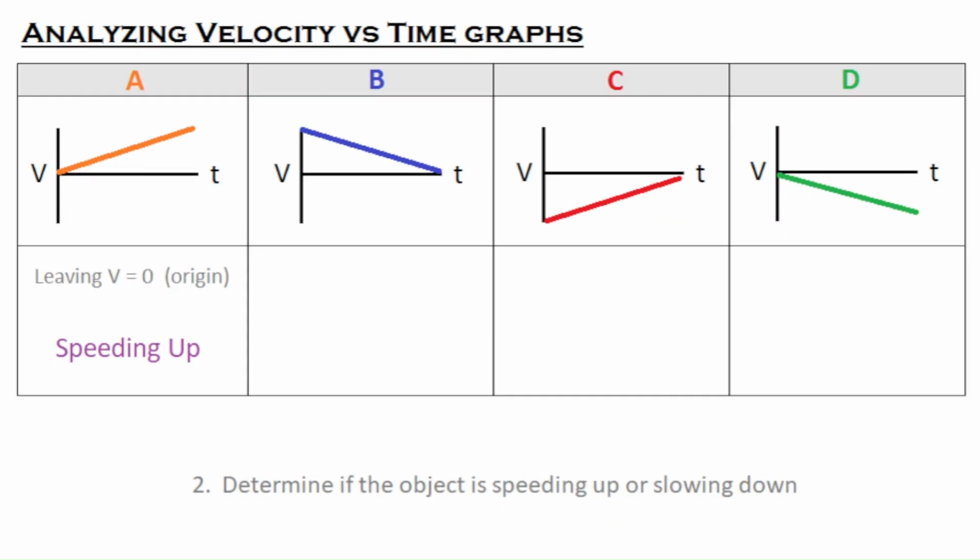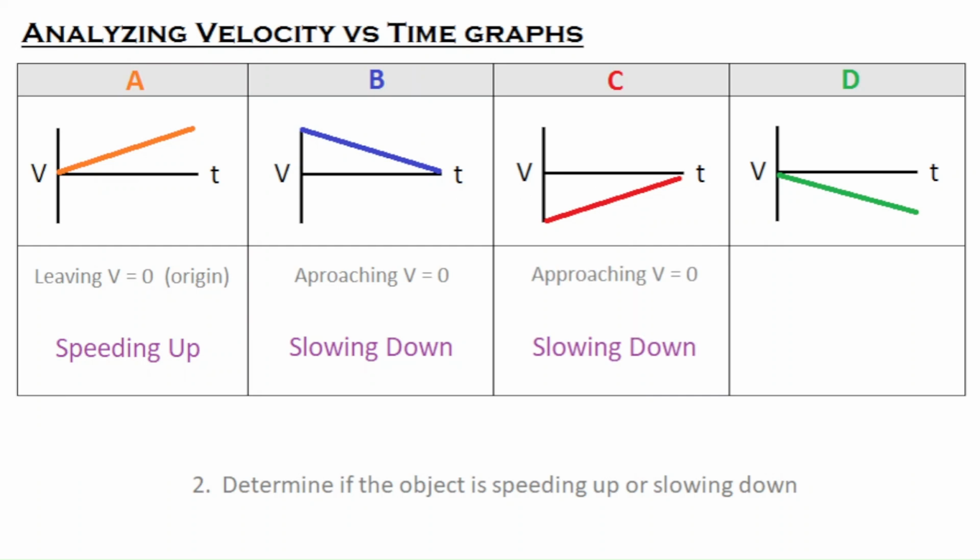Question 2, we're trying to answer if the object is speeding up or slowing down. Remember that the origin is where v equals 0, and that's the slowest you can go. So for graph A, the data is starting at 0 and getting away from 0. That must be an object speeding up. Graph B, though, is approaching the origin. It's approaching a value of v equals 0, so that must be slowing down. Graph C, again, is approaching the origin, or approaching 0, so that should be slowing down as well. And graph D, again, starting at the origin and leaving, this must be an object that is speeding up. So to answer the question of speeding up or slowing down, look at how the line behaves with respect to the origin, or where velocity equals 0.